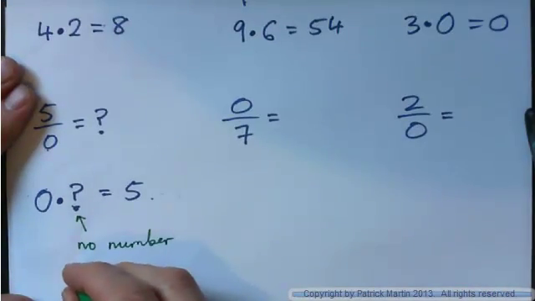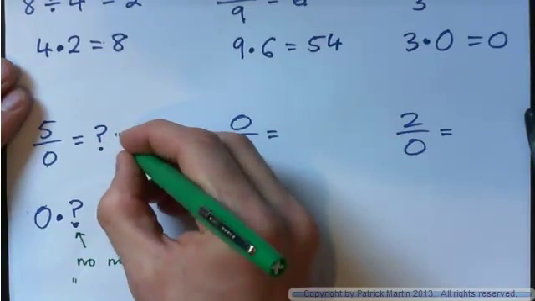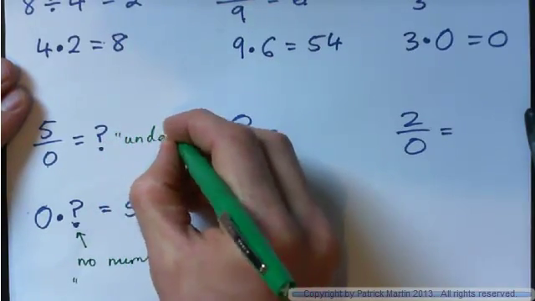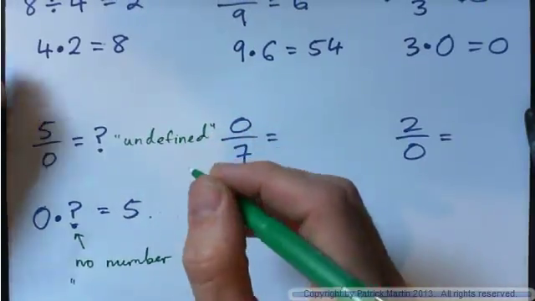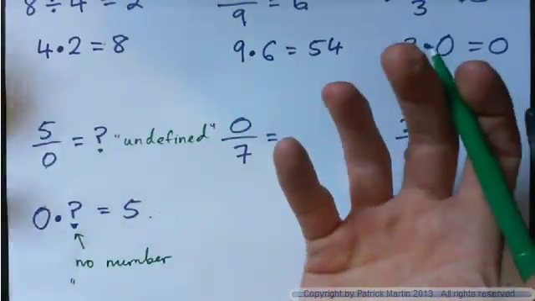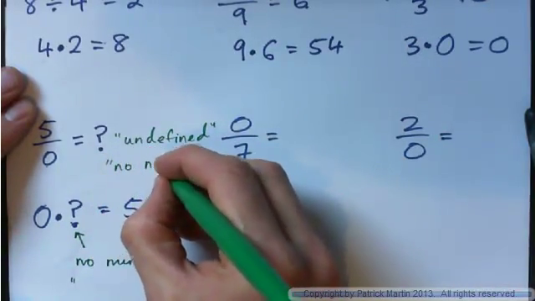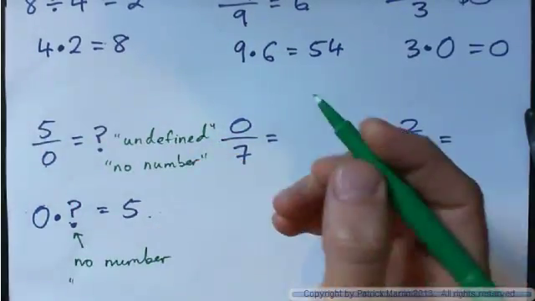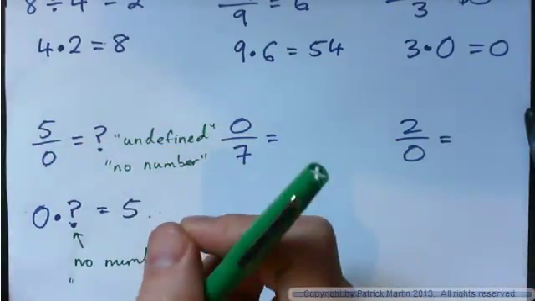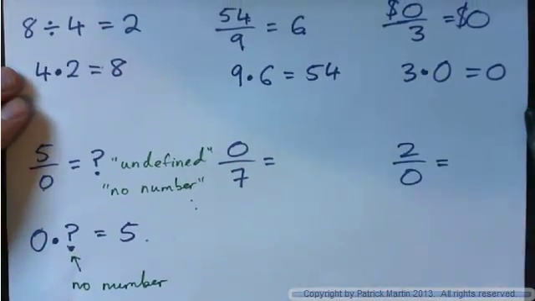And we also say that 5 divided by 0 is what's called undefined, or impossible, or no number. There is no number that will work. There is no number answer to 5 divided by 0. So that's something to watch out for.